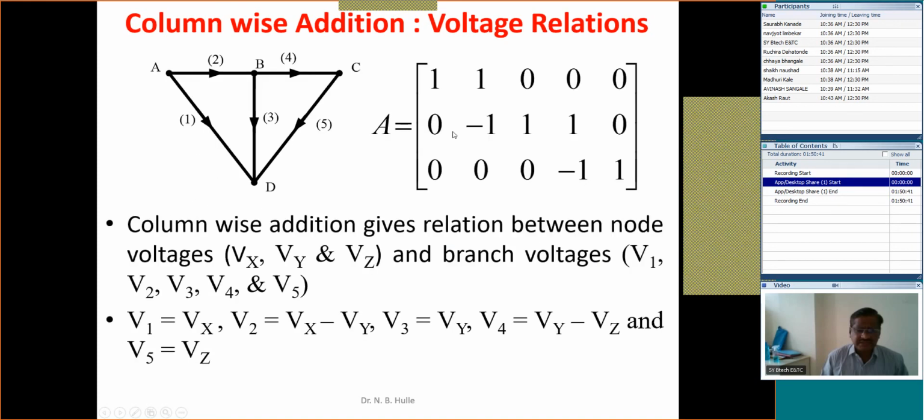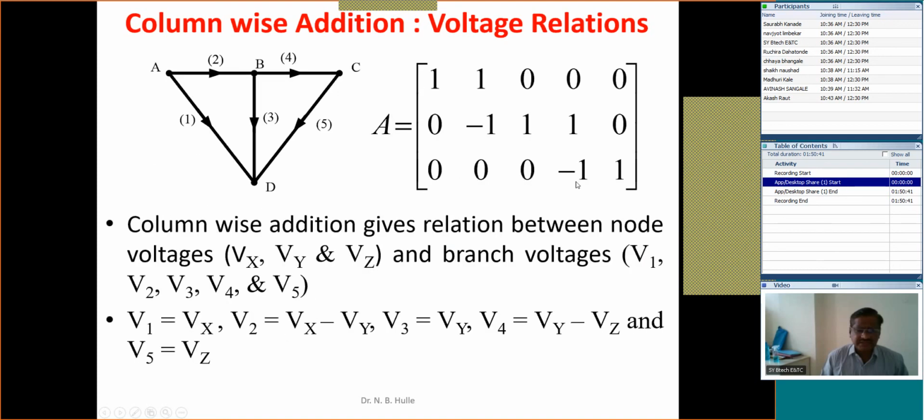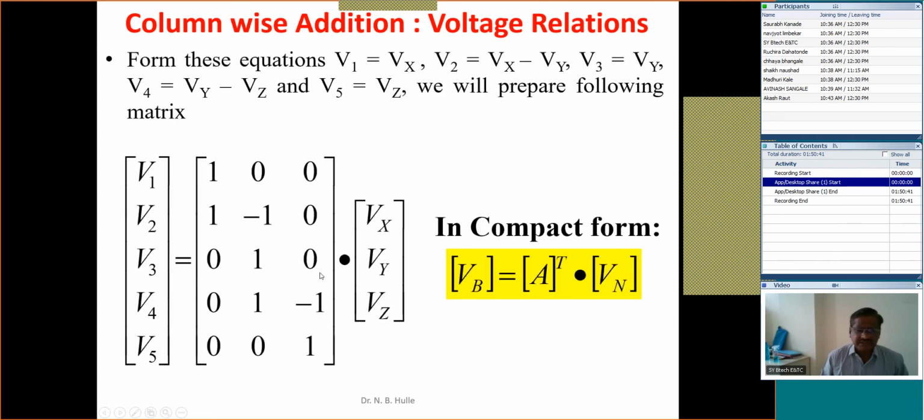Similarly, going back again, this 0 minus 1 plus 1 plus 1 0 row, in this case 0 minus 1 plus 1 plus 1 0, is a column. And finally 0 0 0 minus 1 and plus 1 is likewise a column. This matrix is the transpose of the reduced incidence matrix. That is what I mean to say here.